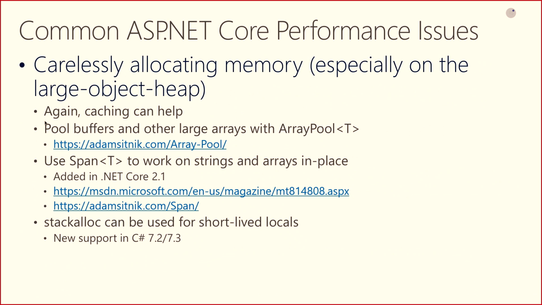Also, if you're working with strings or large arrays, you can use Span<T> in ASP.NET Core 2.1 to help. You can even stackalloc short-lived things starting in C# 7.2, and then added some functionality in 7.3. So anyhow, that's just a quick demo of some of the more common issues we see, and hopefully it's helpful to people to know what to look out for and how to diagnose stuff.